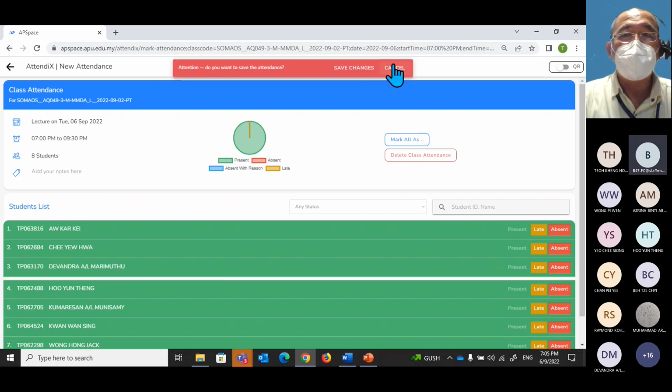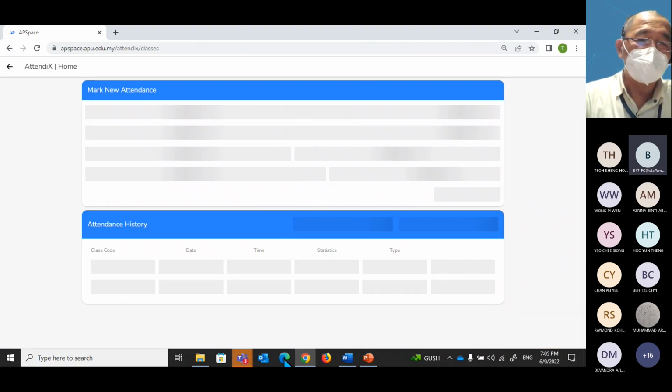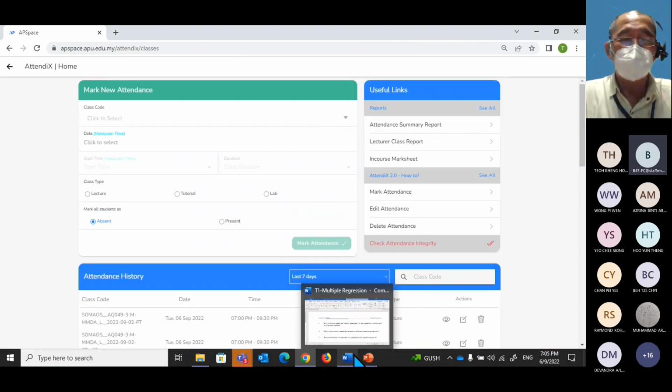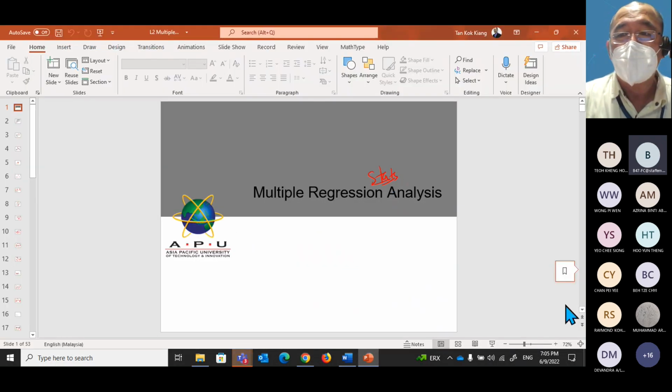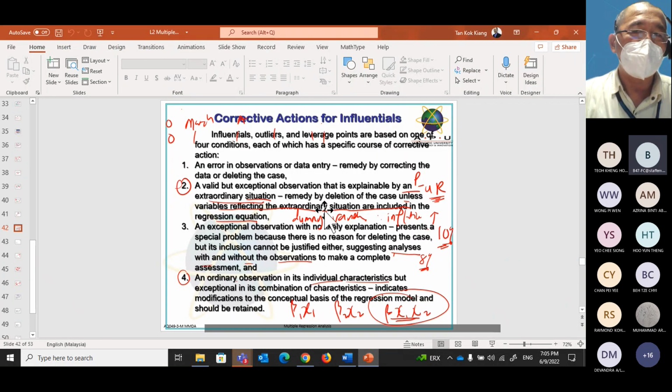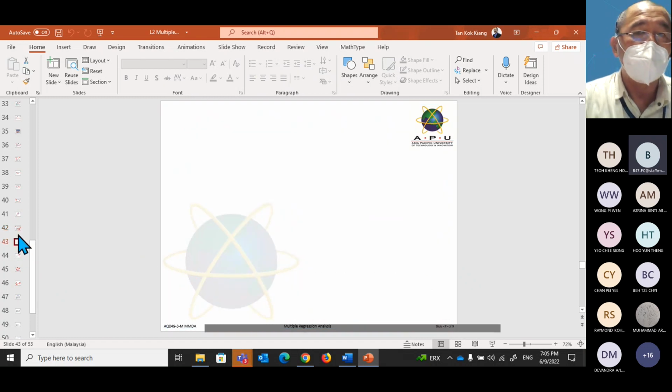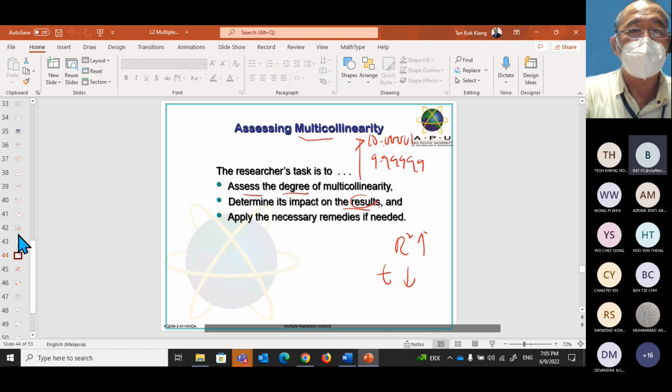So for the previous discussion, we are still in chapter 2. We can finish the topic today. Any question you want to ask? Since we are still in multiple linear regression.